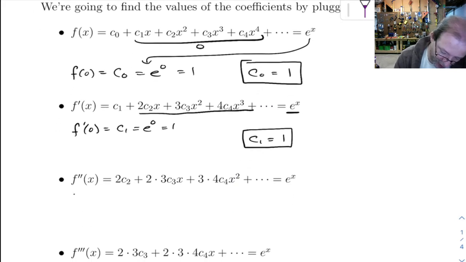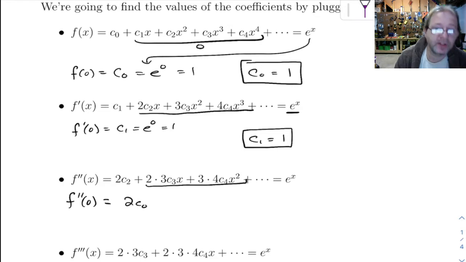So now let's take f double prime of 0. We get 2c2. All the rest of these terms just zero away. And we get this is equal to, again, e to the 0, which is 1. So this time, that should be a C2, not a C0. We get C2 is equal to 1/2.